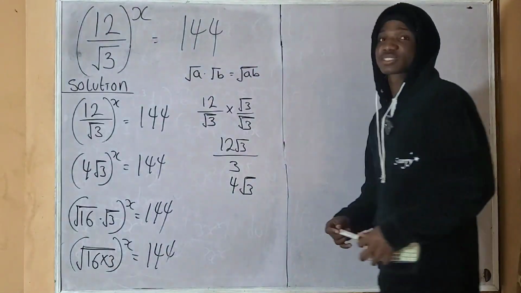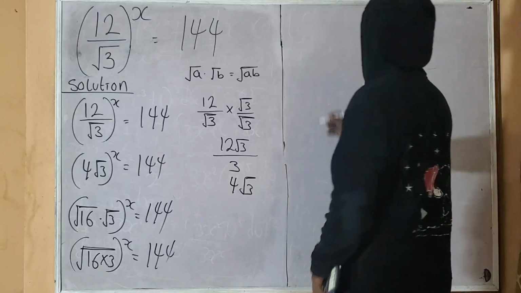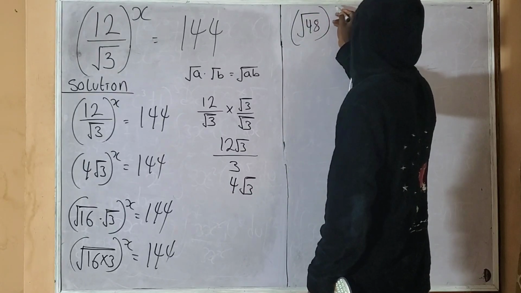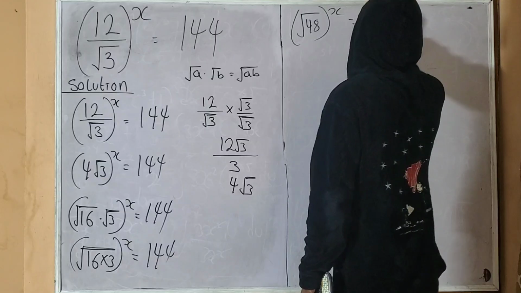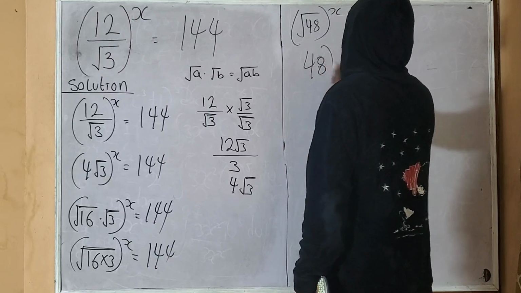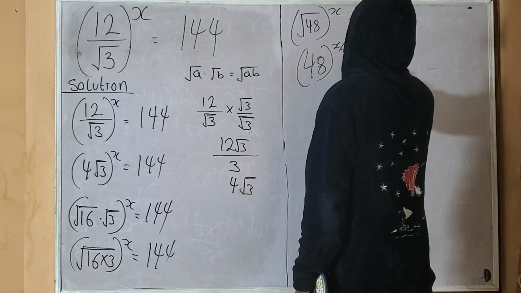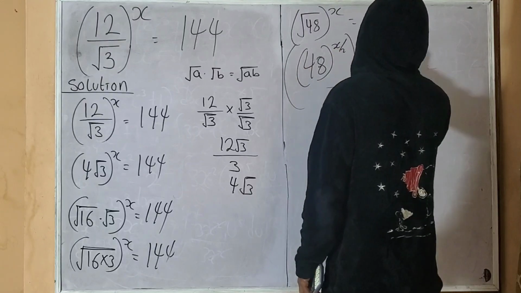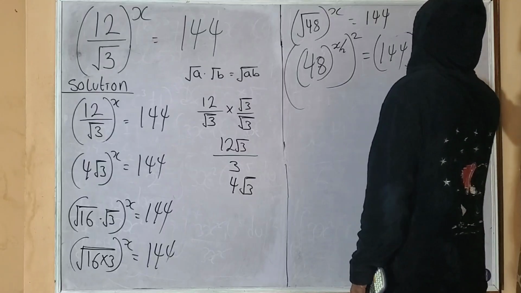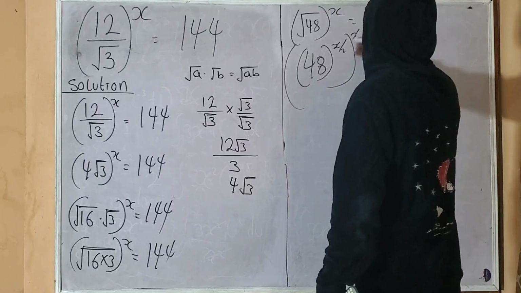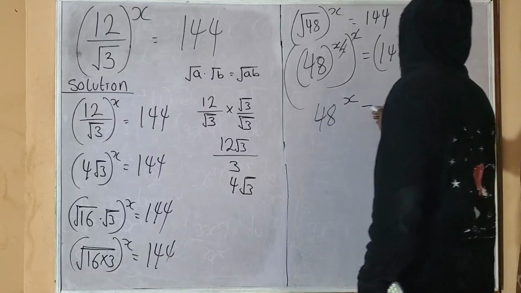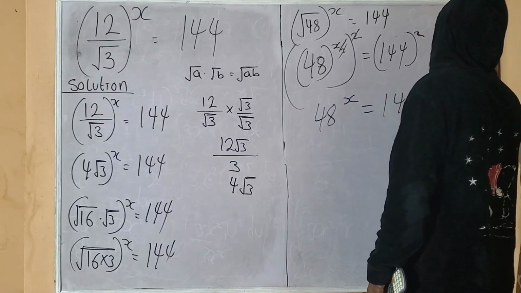Okay, the square root of 16 times 3, that is what? 48. So I'm going to have the square root of 48 raised to the power of x equals 144, right? That is 48 raised to the power of x over 2 equals 144. Now, let us square both sides. This square will eliminate these two. So I'm going to have 48 raised to the power of x equals 144 squared.